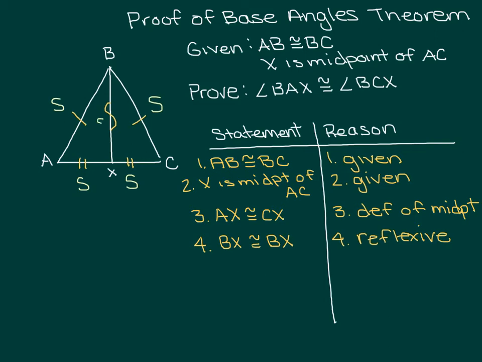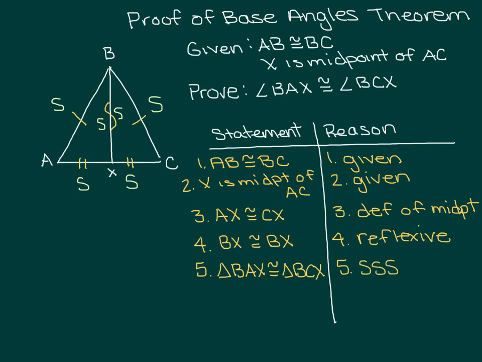So now I have my third pair of corresponding parts of these two triangles congruent. Now I can say that the two triangles are congruent to each other. So triangle BAX is congruent to triangle BCX, and I know they are congruent because I know all three of their sides are congruent.